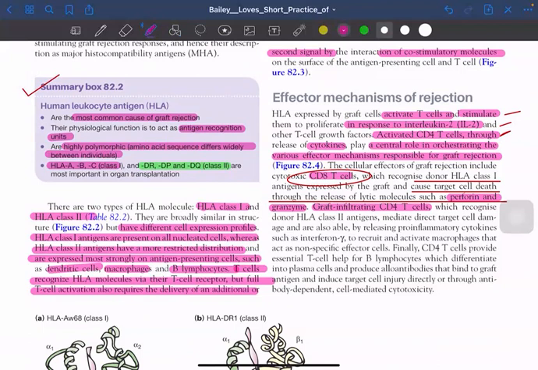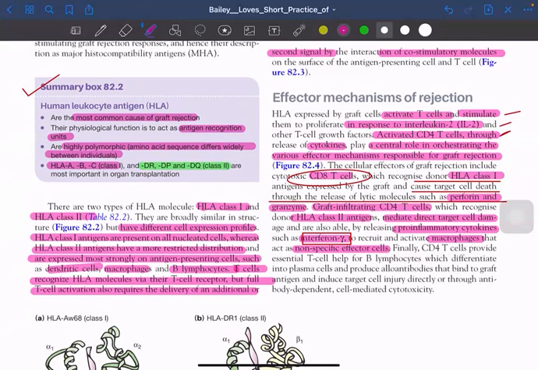CD4 T cells recognize donor HLA class 2 antigens. CD8 T cells were recognizing the HLA class 1 antigens, and CD4 T cells are recognizing the HLA class 2 antigens. They mediate the target cell damage and also, by releasing the pro-inflammatory cytokine interferon gamma, are able to recruit and activate macrophages that act as non-specific effector cells. Activated CD4 T cells release the various cellular effectors.